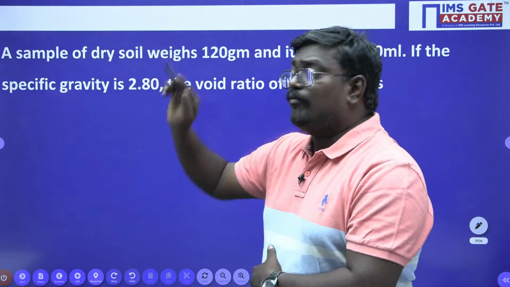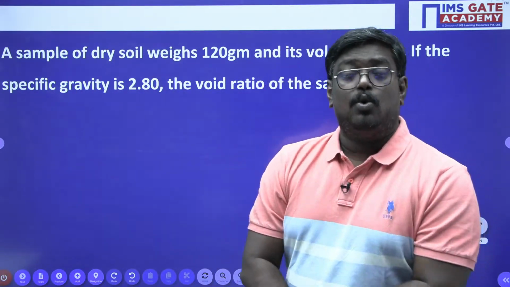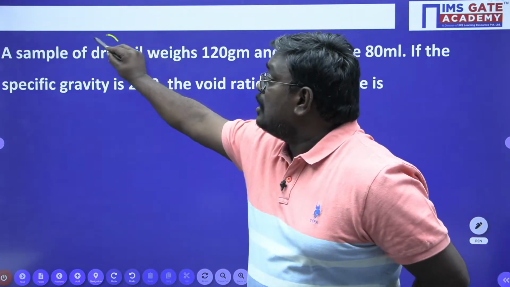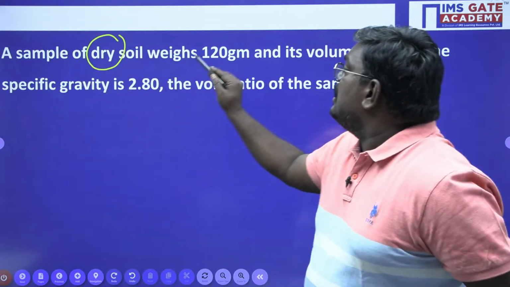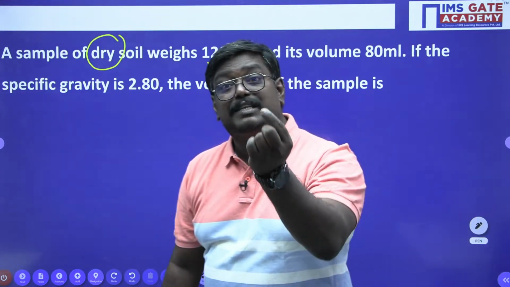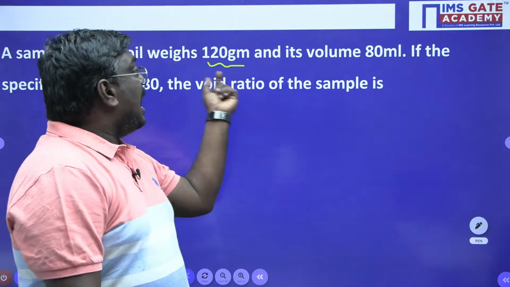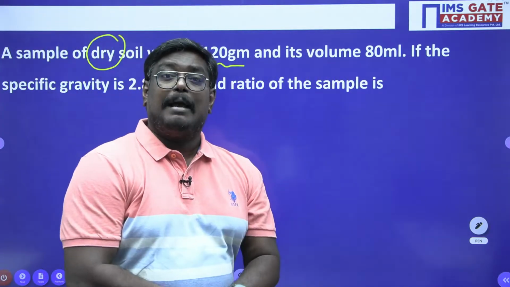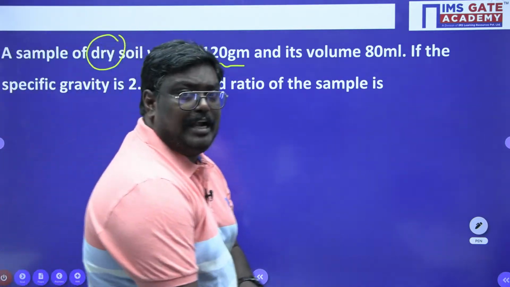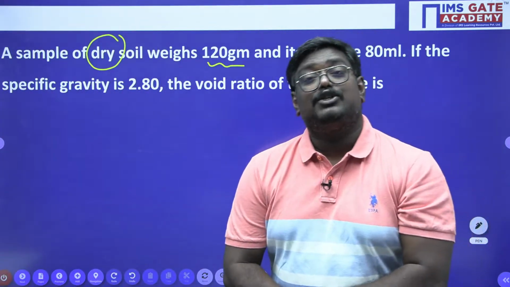A sample of dry soil. When they tell you it is dry soil, what is the state of the soil? It is in dry condition. A sample of dry soil weighs how much, students? It weighs 120 grams and its volume is 80 ml. If the specific gravity is 2.8, what is the void ratio of the soil?